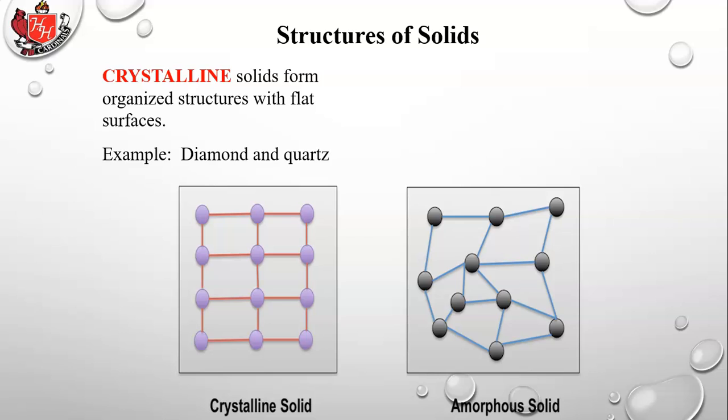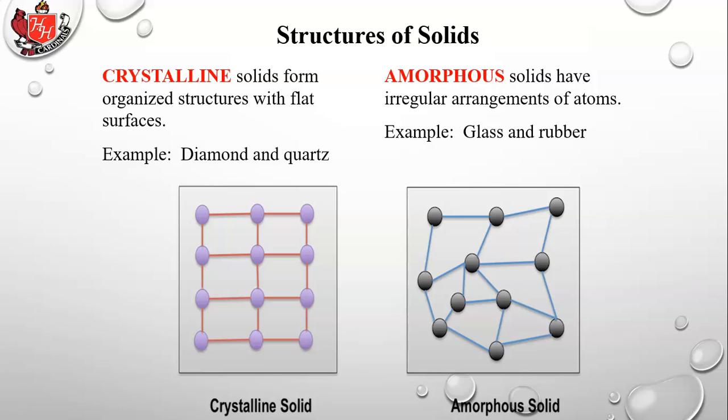Now we're going to look at some unrelated topics, but just some things to close out this unit. One thing the AP does not spend much time on, but there's a few things you should know, has to do with solids and the structure of solids. So there you see on the left a crystalline solid. The crystalline solids form organized structures with flat surfaces. Examples would be diamond and quartz.